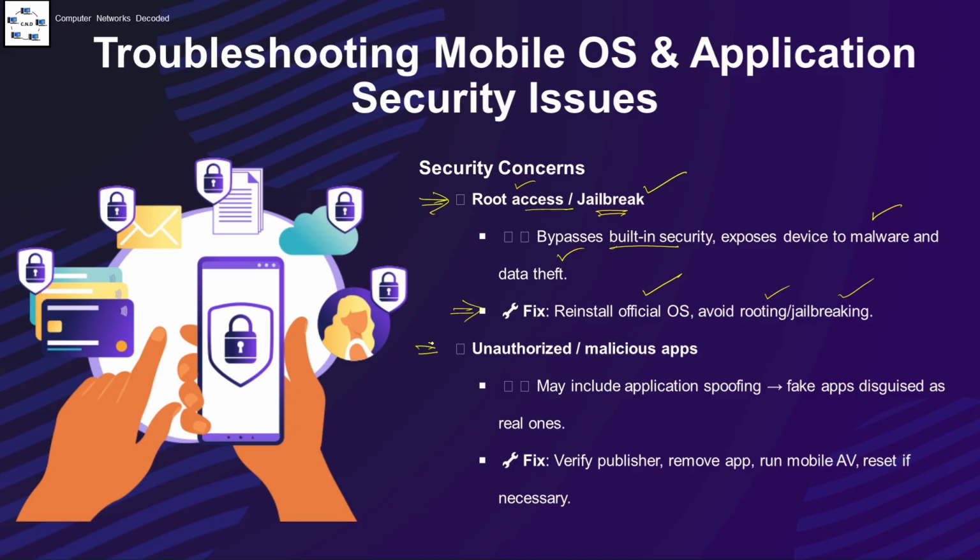Next is the unauthorized and malicious applications. These may include application spoofing, that is fake applications that are disguised as real ones, such as Trojan malware, where the application seems like a useful application such as a game or another utility application, but at the back end it is malware. So we may encounter applications that are disguised as real applications, but they are spoofed applications. The fix of this issue includes verifying the publisher of the application, uninstalling and removing the application, running the mobile antivirus, and resetting your mobile device to factory settings if necessary.